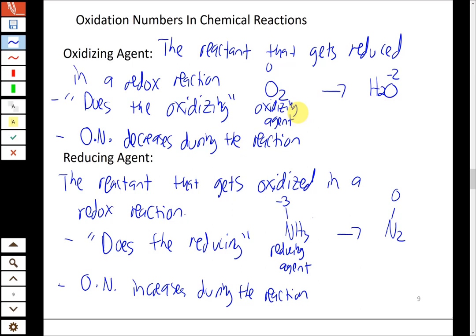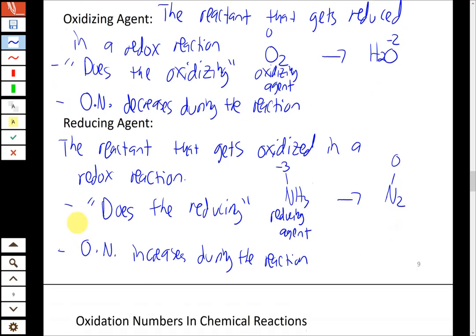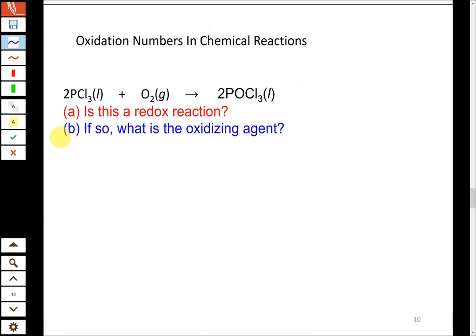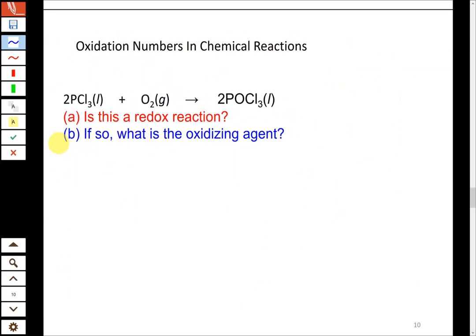All right, so that'll become clearer as we do some examples. So let's go into some. So we have this reaction here. 2PCl3 plus O2 goes to 2POCl3. So there's two questions here. A, is this a redox reaction? And B, if so, what is the oxidizing agent?